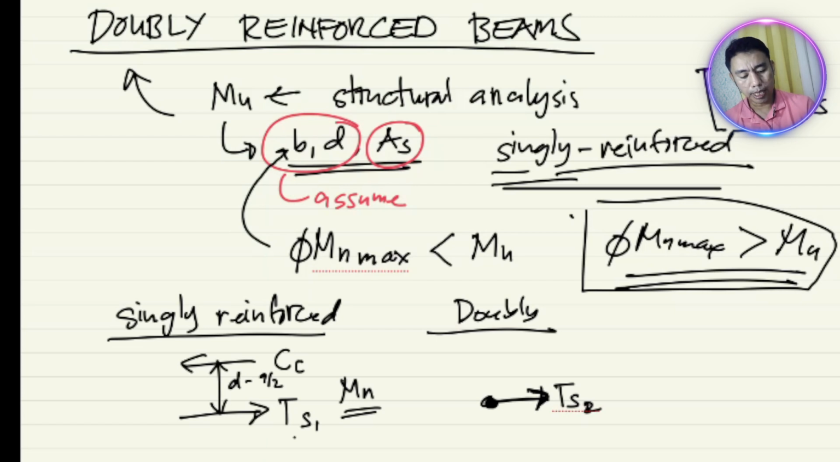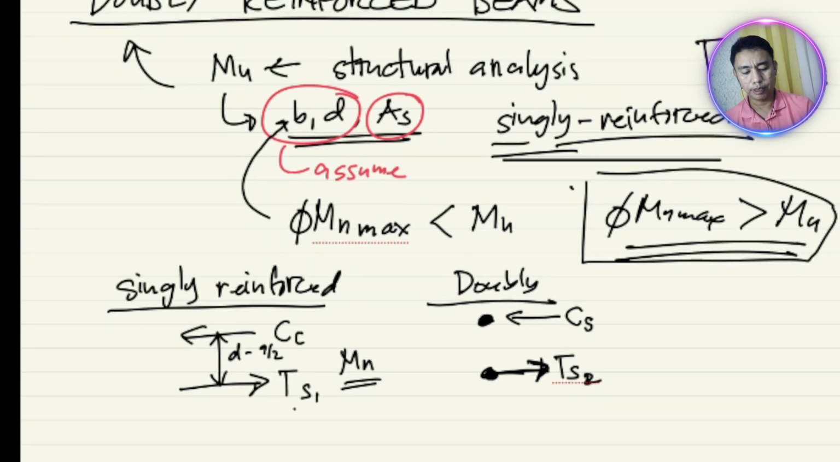So that means, kung mag-add tayo ng compression, I mean tension sa baba, dapat mag-add rin tayo ng compression steel. Okay? So let's call this compression steel, CS. Right? So yan, parang couple na rin siya. Okay? So dalawa na yung couple natin. We can call this M1 and then this is M2.